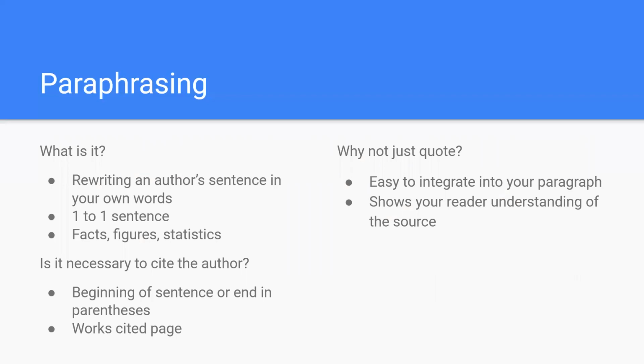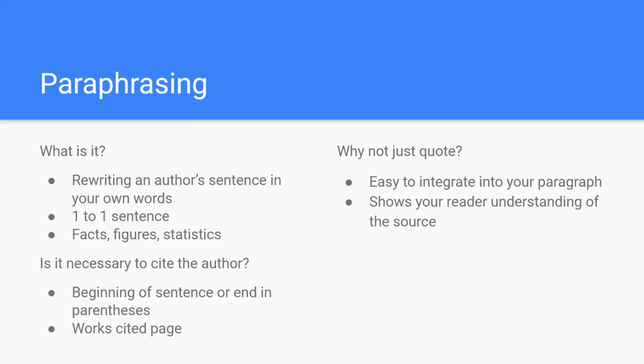Paraphrasing is good for when you want to include some facts, some figures, some statistics. And usually what you're doing is you're taking one sentence and you're rewriting it into your own. So it's a one-to-one sentence. So it's different from summarizing, which would be taking the main idea of an entire text and boiling it down into one sentence.